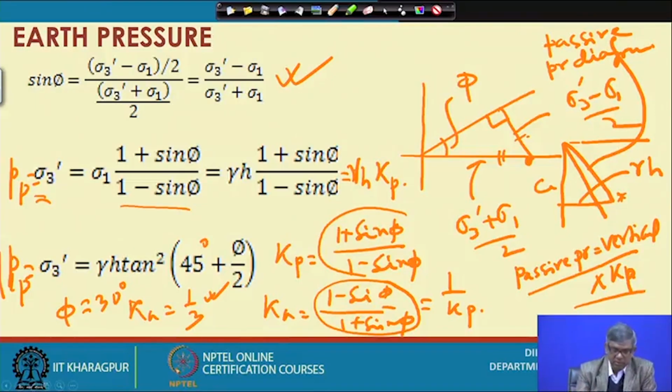So these are the things based on the Mohr circle at failure. For both the active case and the passive case, we could establish the coefficient of active earth pressure Ka and the coefficient of passive earth pressure Kp, and their expressions are 1 plus sin phi by 1 minus sin phi, or 1 minus sin phi by 1 plus sin phi. So, these things we have now got.